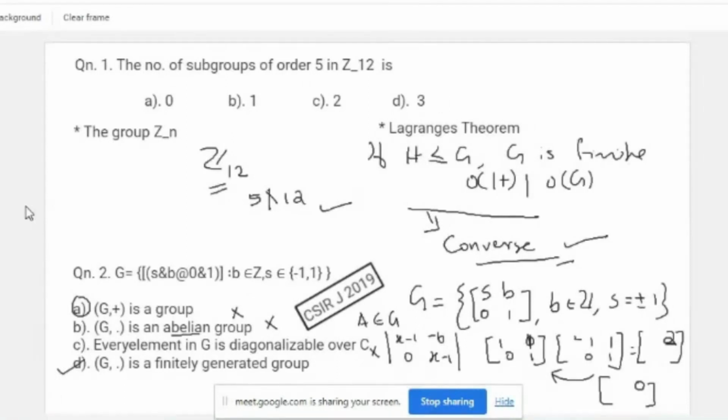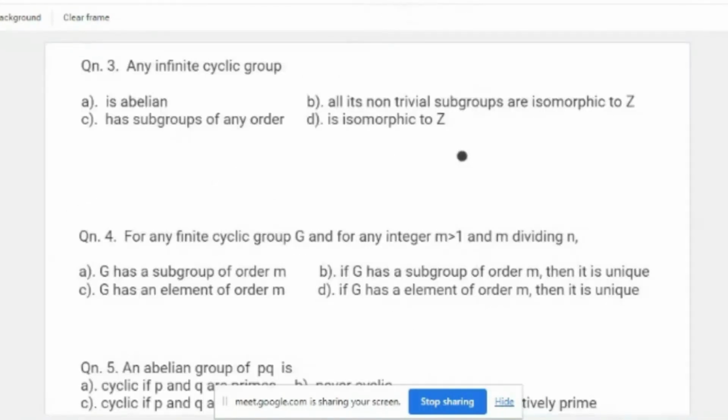Yes. Okay, that is just to check whether it is a group, and the only additional thing coming is whether it is finitely generated or not. Then diagonalizable matrices also play a role there. So this is a question that appeared in CSIR June 2019.